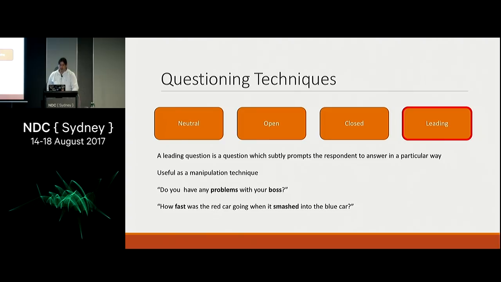And then we've got leading questions. So these are more open in nature, but you're trying to lead the person down a particular way of answering the question. So the example on the screen there, do you have any problems with your boss? It's kind of implying that you might have some problems with your boss, and then that might kind of coerce your answer a little bit. Or, how fast was the red car going when it smashed into the blue car? So you're kind of putting the idea into the person's head that it was actually the red car that was going fast and it was at fault. But it might not have been, but you're trying to lead them into a particular way of answering.